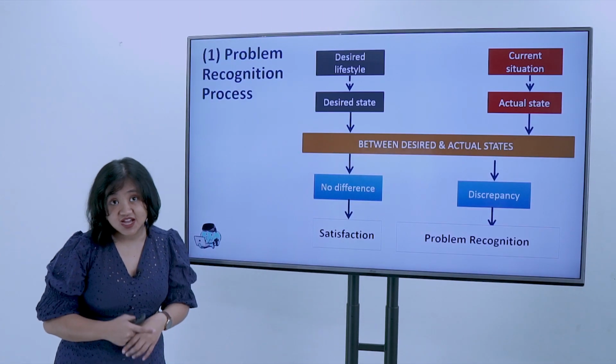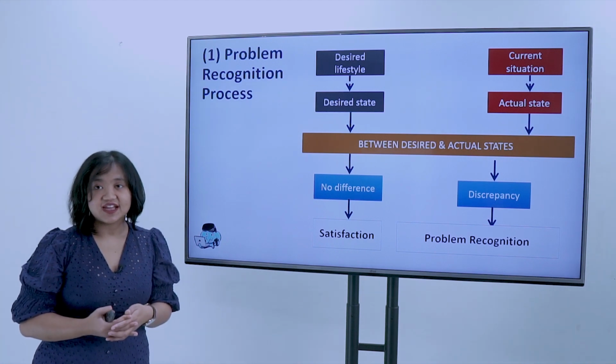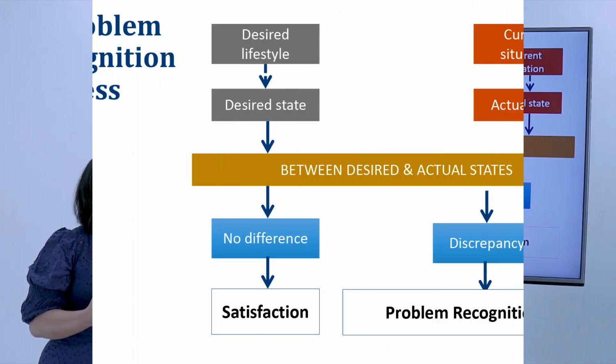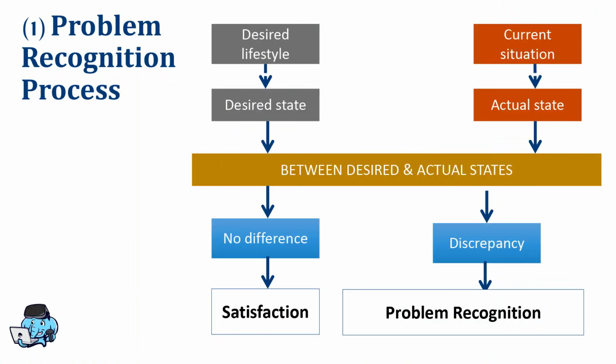First, about the need recognition process. This happens when there is a gap between the desired state and the actual state. When we identify that, that's already a problem. In the example, we identify that we are hungry, because the desired state is that we are full, but the actual state is that we haven't had lunch or breakfast, so we are hungry. That's the problem recognition, that we need some food.